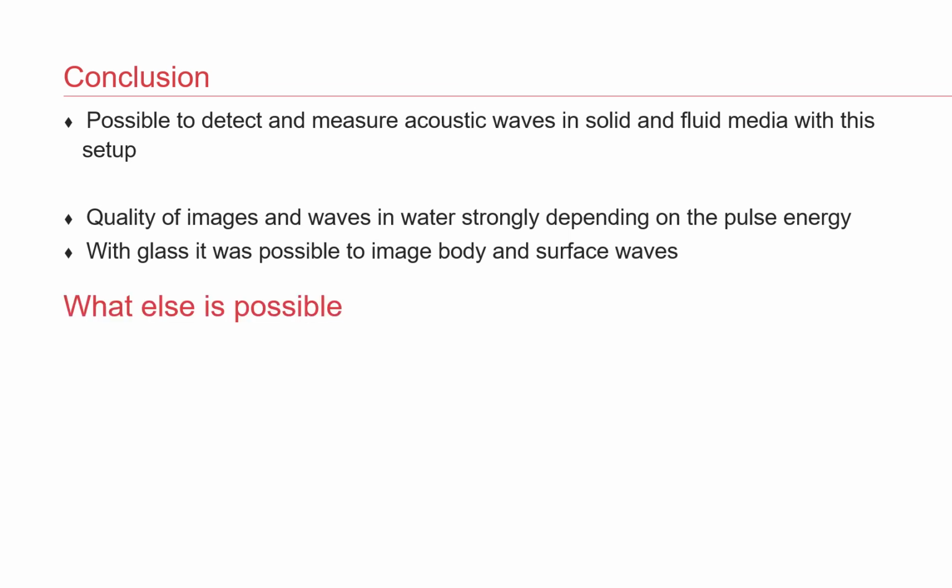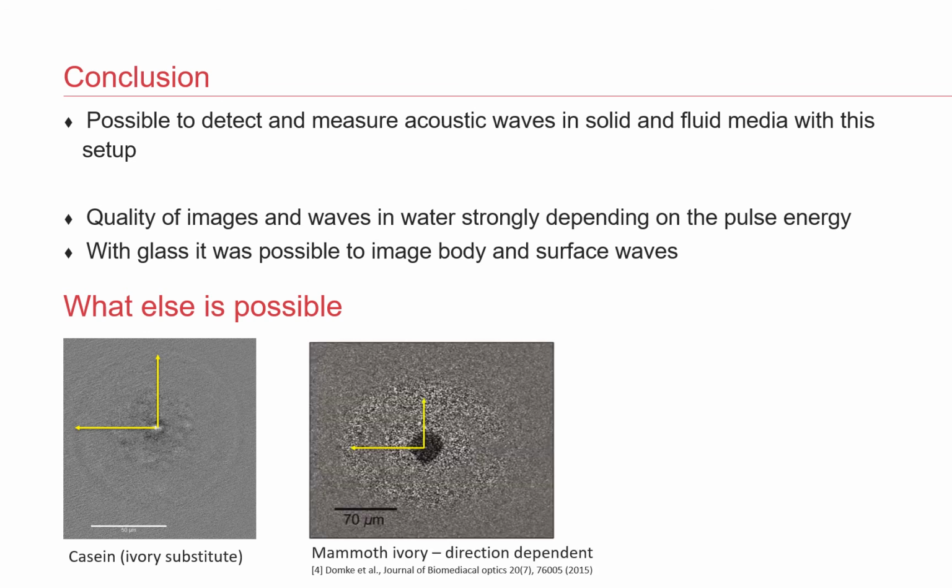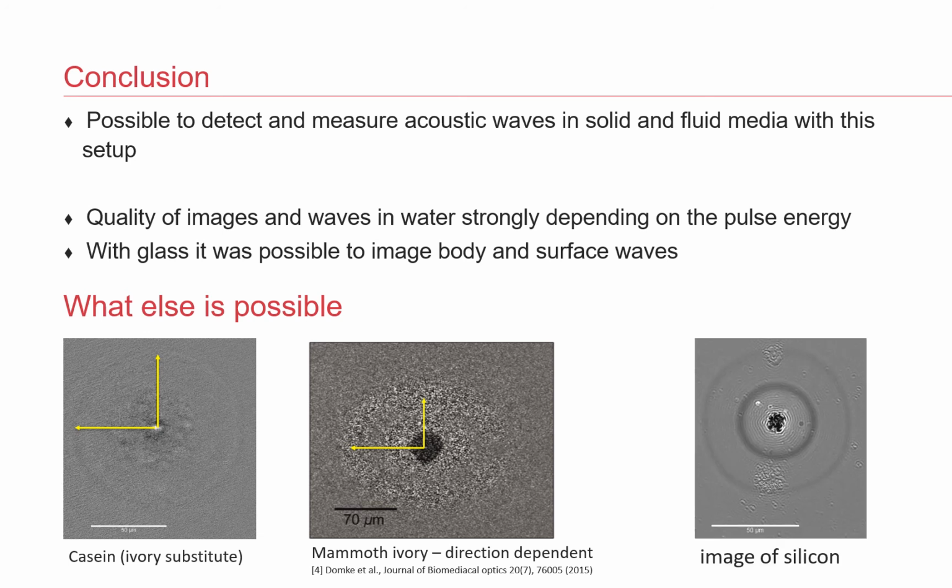Now, what else is possible? We tried to image the waves in KZI, an ivory substitute, and with mammoth ivory to show the influence of the direction of growth of the dentine on the waves. Also, first tests with silicon were made where the crystal grid structure may have an influence on the wave front.